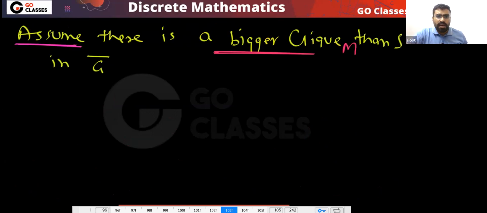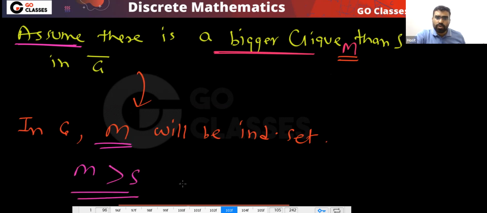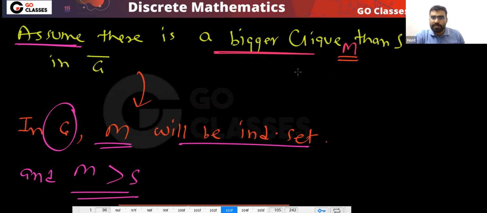Now assume there is a bigger clique than S. If there is a bigger clique than S, then in G what will happen? This M will be an independent set. Yes or no? And M has size greater than S. So there is a contradiction. What is the contradiction? In G, M will be an independent set and M is bigger than S.